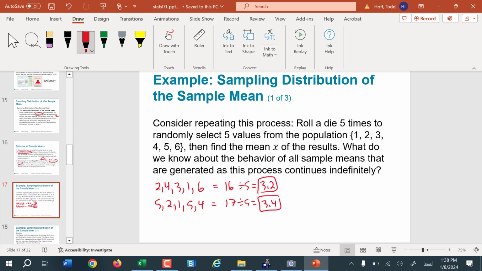And we keep going. All these sample means, if we add those up and find the mean of them, we should get a mean of 3.5. Because if we take the values on the die, 1, 2, 3, 4, 5, and 6, they're all equally likely, so there's no need to weight them. If we added those up and divided by 6, we would get a mean of 3.5.